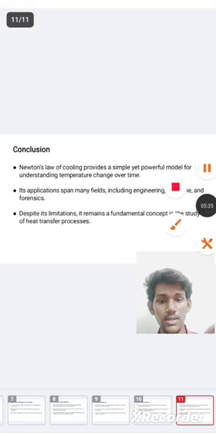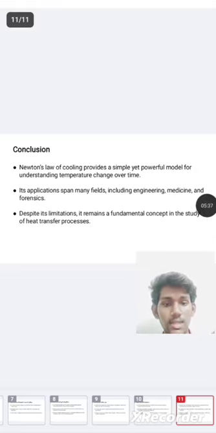Conclusion: Newton's law of cooling provides a simple yet powerful model for understanding temperature change over time. Its applications span many fields, including engineering, mechanics, and forensics. Despite its limitations, it remains a fundamental concept in the study of heat transfer processes.